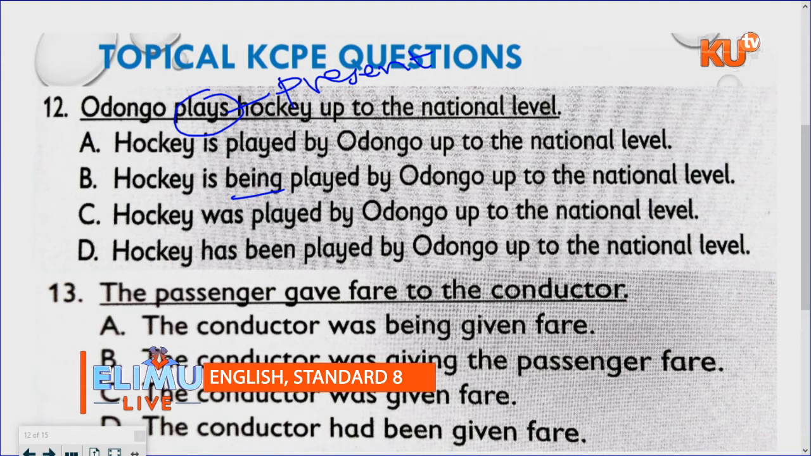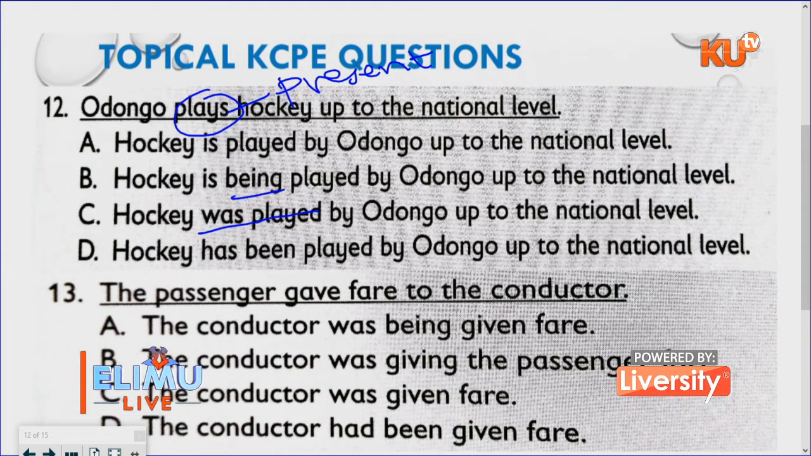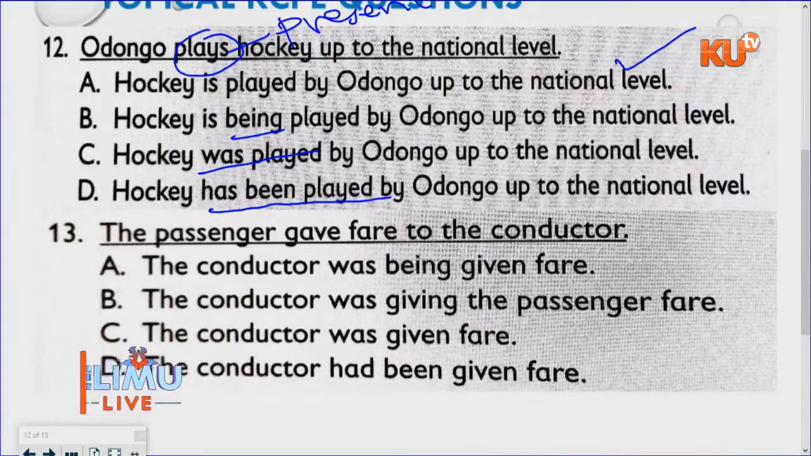Hockey was played by Odongo, was played, that is in simple past tense. Hockey has been played, past perfect. It's not correct. So our correct answer there is hockey is played by Odongo up to the national level. So that is correct. It is a question that was set in the KCPE exam.